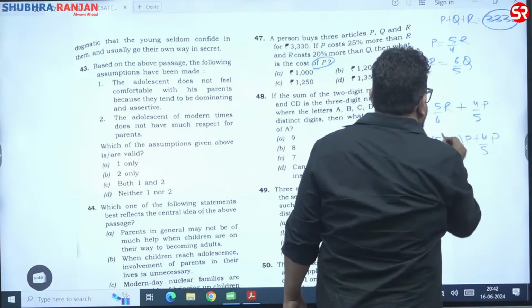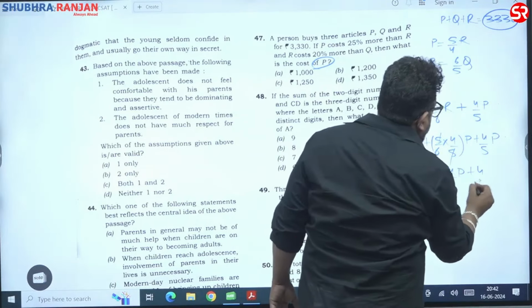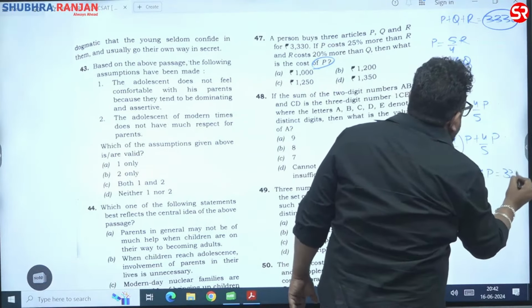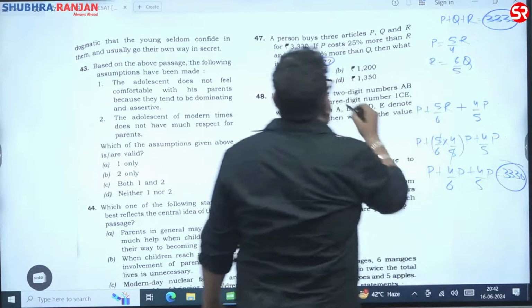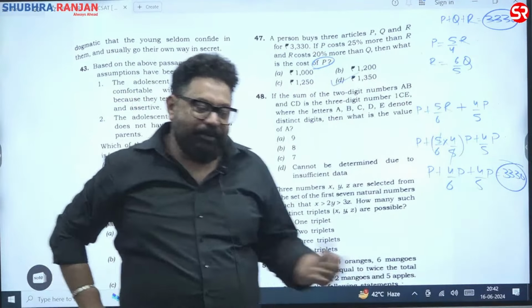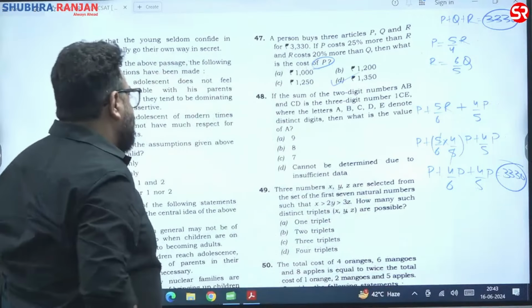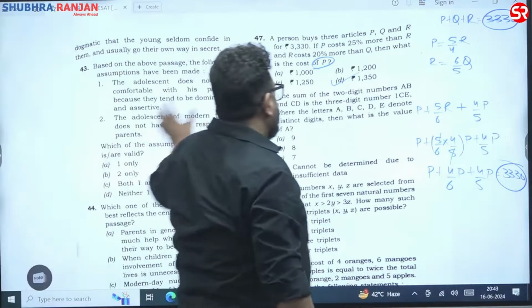So this comes out to be easy. P plus 4 by 6 times P plus 4 by 5 times P comes out to be 3330. Find for P. P comes out to be 1350. Very easy. So all you needed to do was a bit of grit, a bit of solving. Very easy, not at all tough.